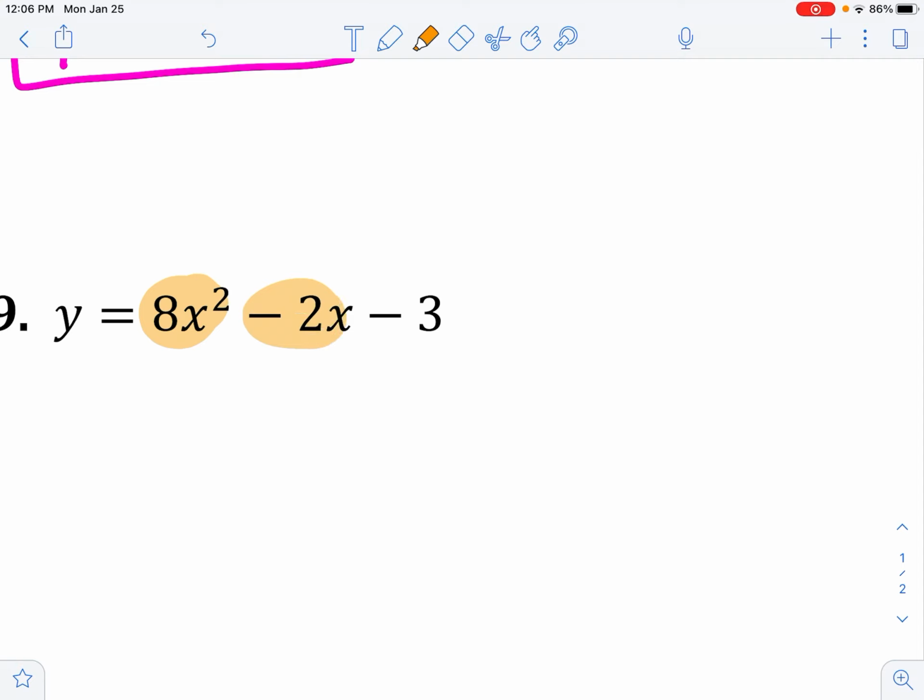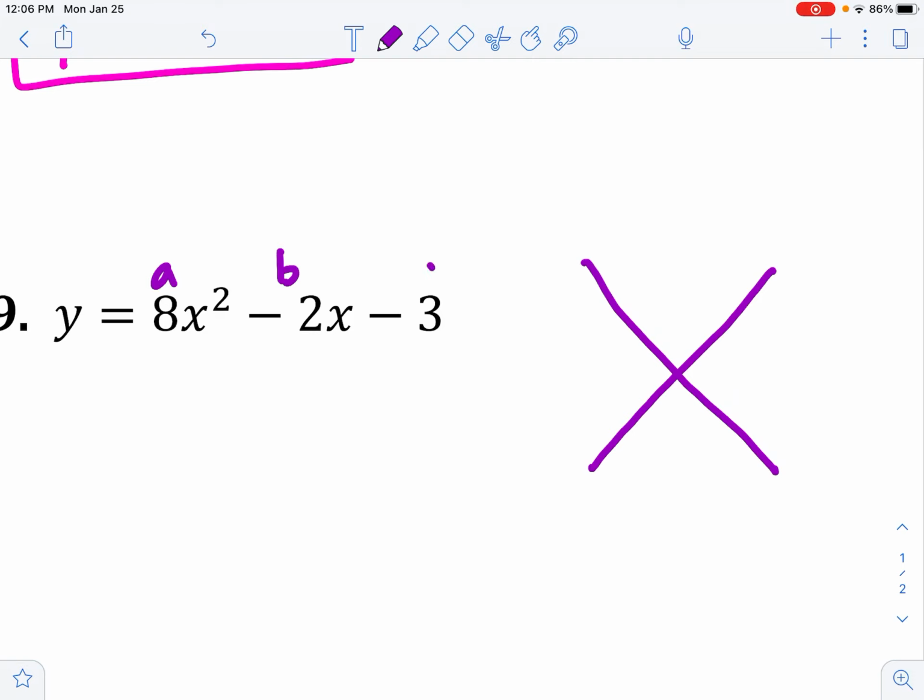All right, last one. Look for a GCF first. Look at your three terms. Do they have anything in common? They do not. So I'm going to make my organizational X right here. This is A, this is B, this is C. All right, I need to do A times C, which is -24. And then B is -2.